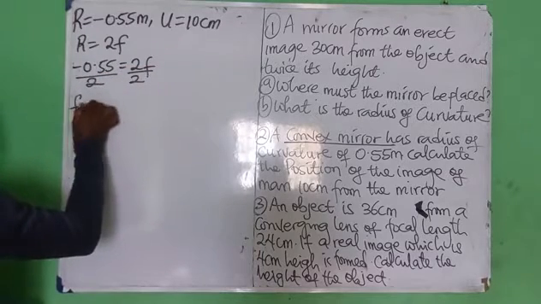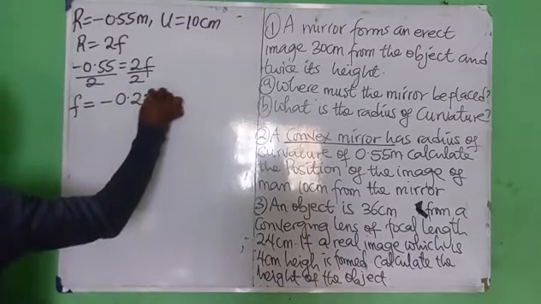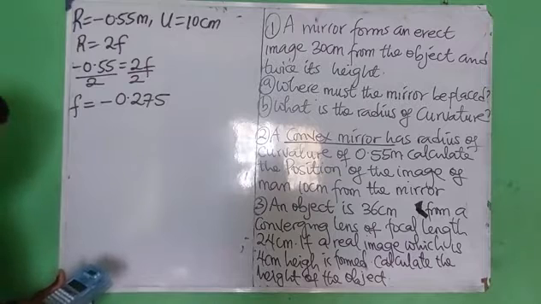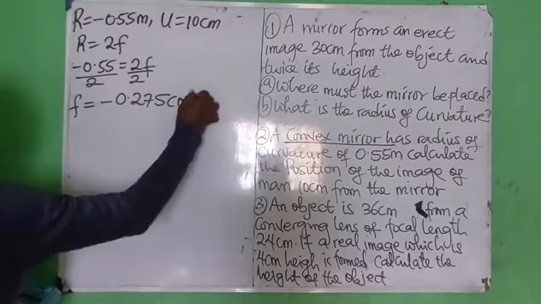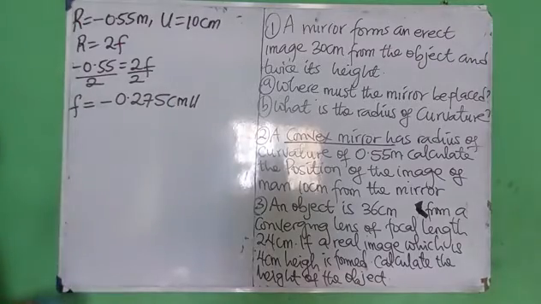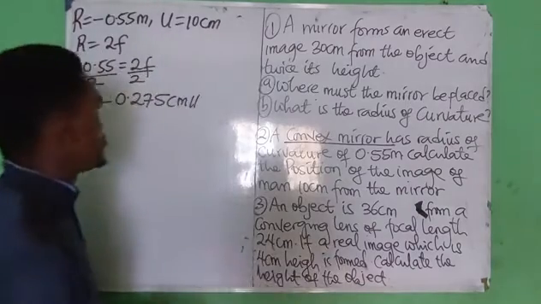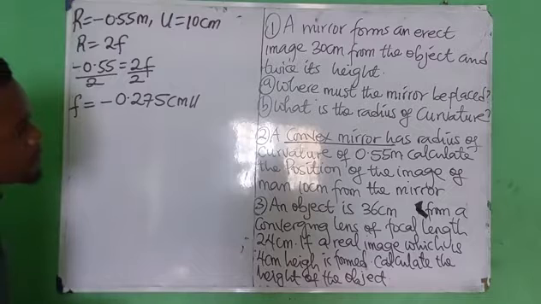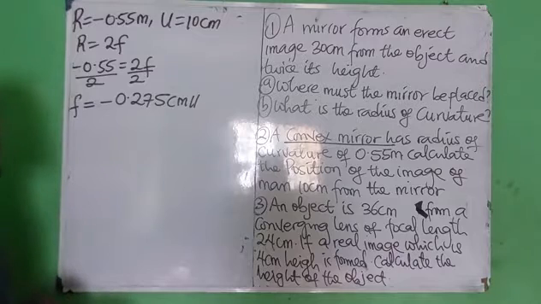So my f therefore becomes minus 0.275. Please let me confirm this. 0.55 divided by 2 is 0.275 centimeters. You see, the focal length will always be negative since it is a convex mirror. All right. Now, what is the next thing? They said calculate the position of the image.